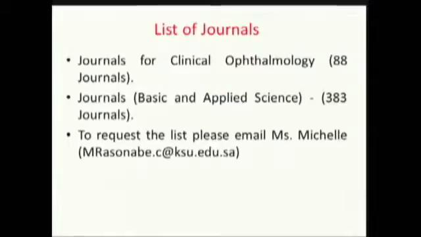طبعا أنا I prepared a list of journals in ophthalmology and basic and applied sciences in ophthalmology. بالنسبة للclinical ophthalmology, I put 88 journals. I list them by the highest impact to the lowest impact. And for journals which take basic and applied sciences in ophthalmology, I found 383 journals. You can pick from those journals.